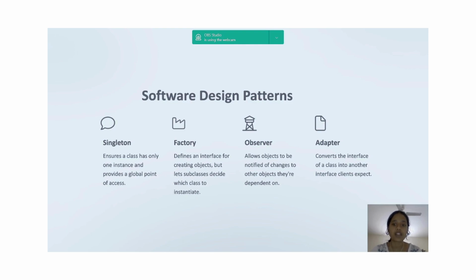Some of the design patterns will include creational patterns, that is, they deal with object creation mechanisms, or it may also include structural patterns, that is, they identify a simple way to realize the relationship between various entities present in the software model. And then we have the singleton, as I've mentioned here. This ensures that a class will have only a single instance. And then we have the observable or the observer. This will allow objects to be notified of changes in the objects they are dependent on.